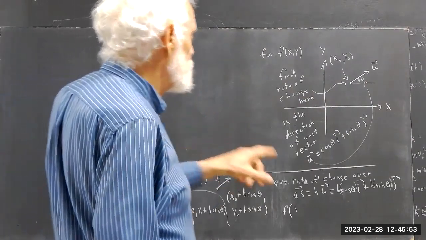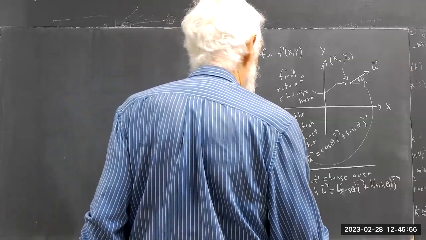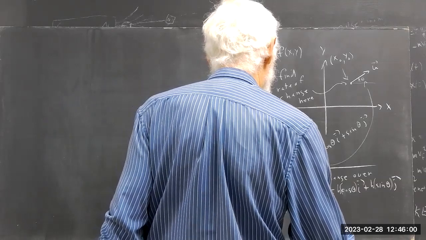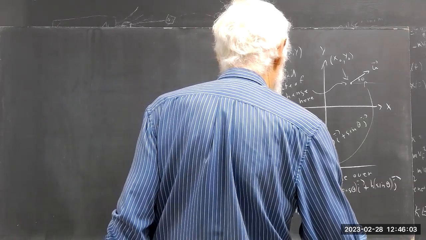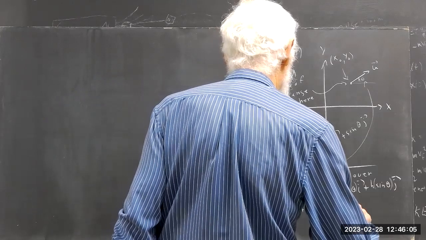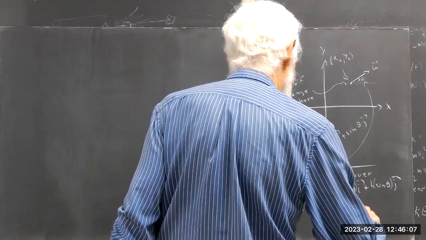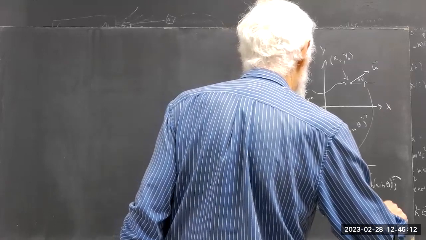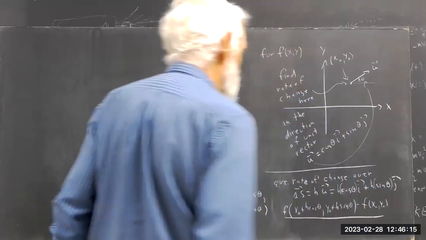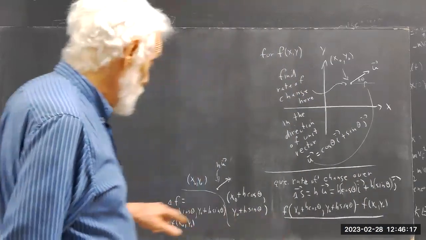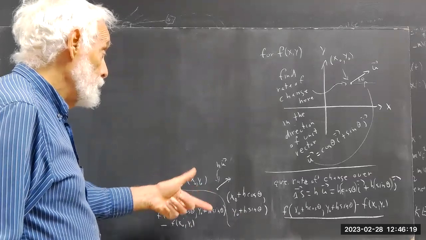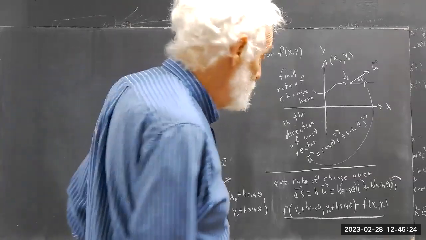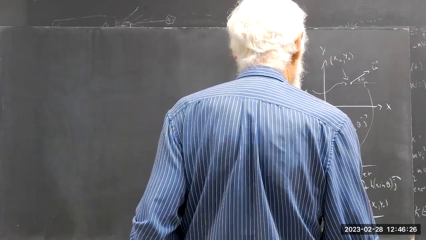Okay, so the average rate of change is this expression, just a change in f, divided by the distance, okay? Divided by how far we go, which is just h.